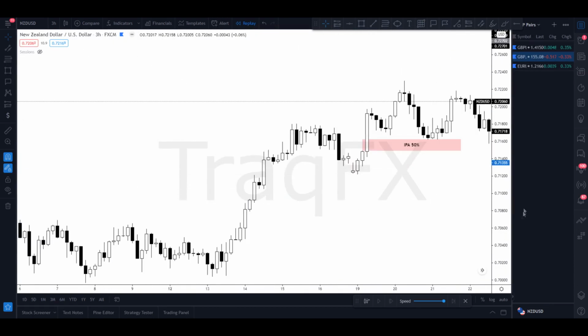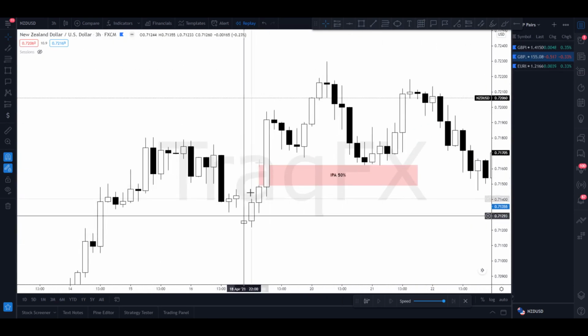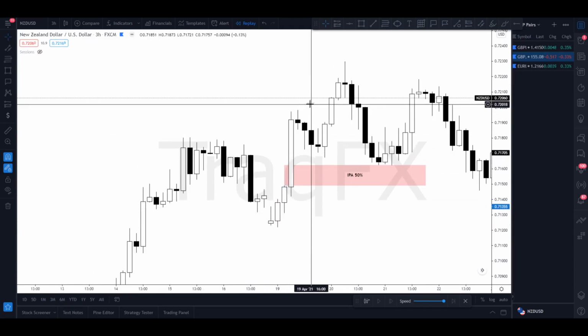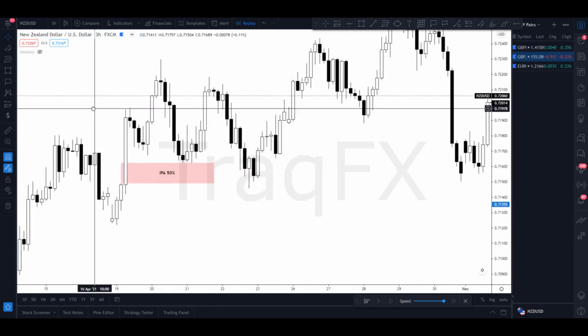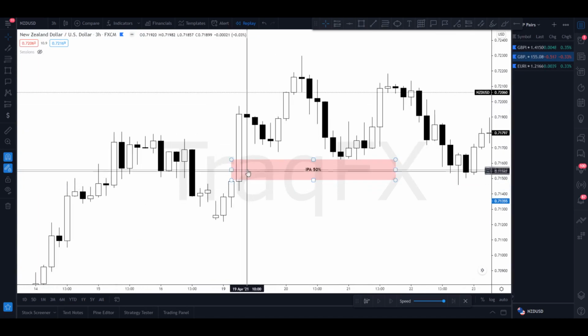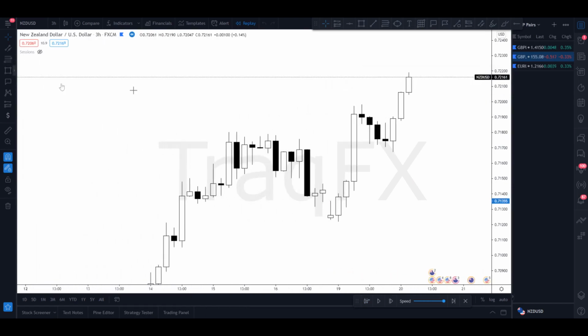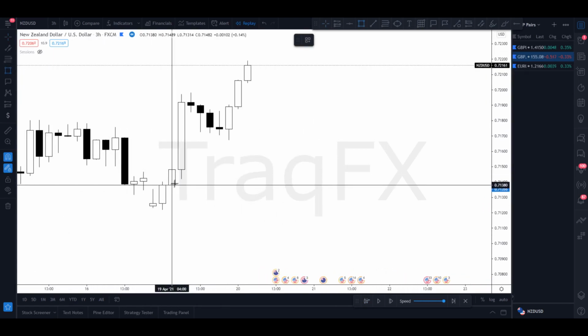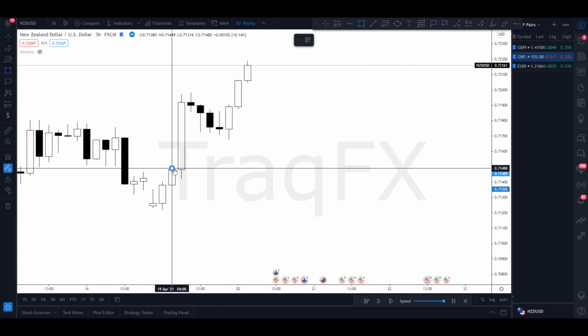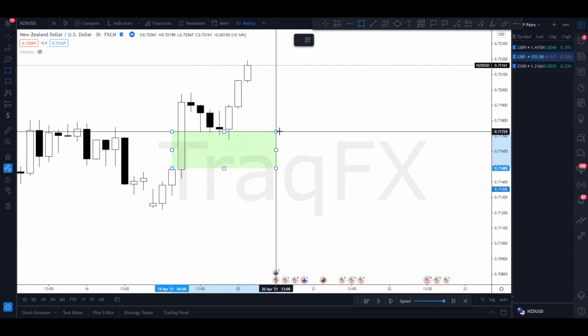So right over here on NZDUSD, we see this move up, right? We see price creates this major move up towards the upside. We have that expansion, right? Now, in that expansion, what do we see? Let's go to the replay mode right over here. In that expansion, what we're seeing is we see imbalance from this wick right here up to this wick right over here.